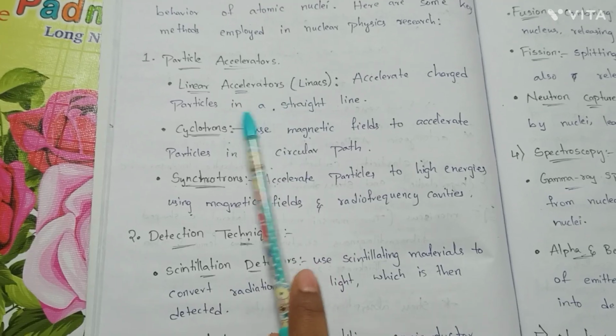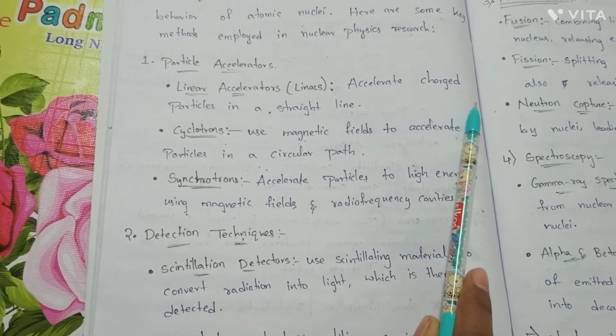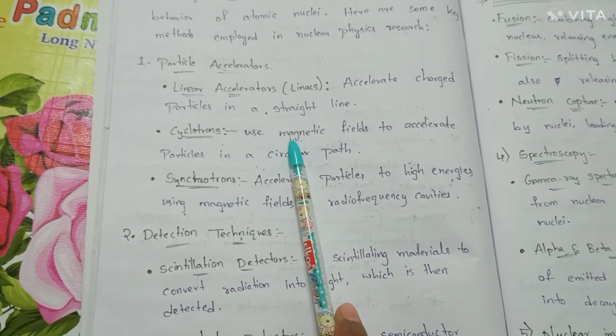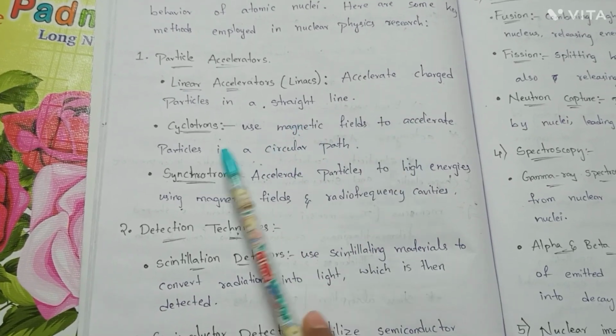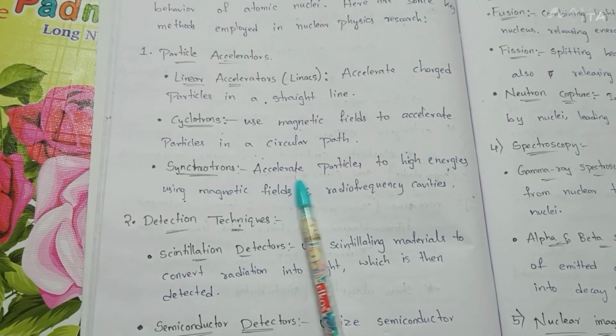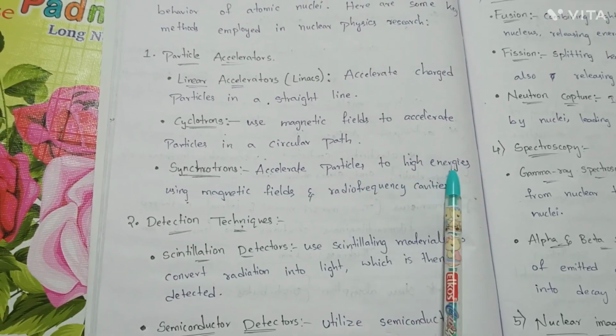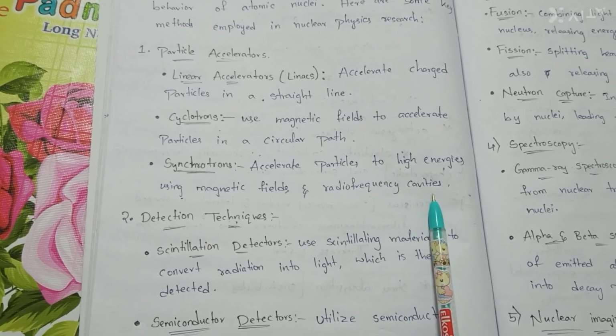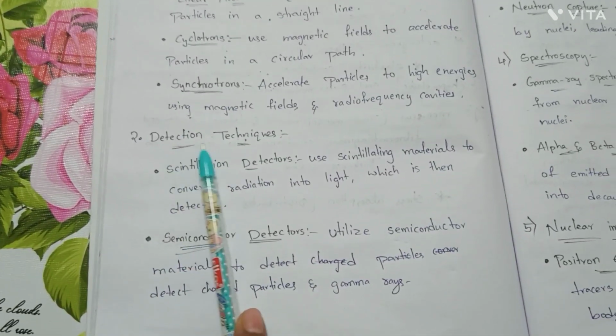Particle accelerators. Linear accelerators accelerate charged particles in a straight line. Cyclotrons use magnetic fields to accelerate particles in a circular path. Synchrotrons accelerate particles to high energies using magnetic fields and radio frequency cavities.